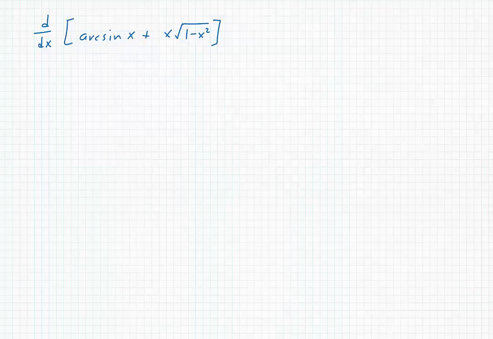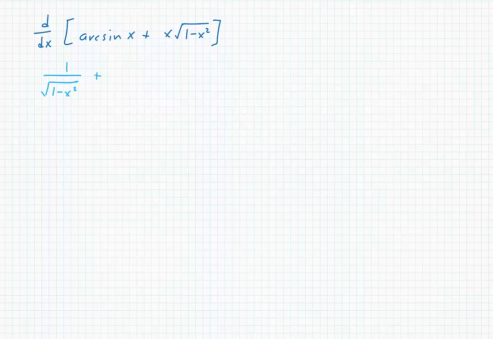In this problem, we start with a fairly complicated function, the arcsine of x plus x times the square root of 1 minus x squared. What's going to be interesting about this is that we end up with a much simpler derivative than the function we started out with. Let's see what happens. We know from the formulas we've just received that the derivative of the arcsine of x is going to be 1 divided by the square root of 1 minus x squared.